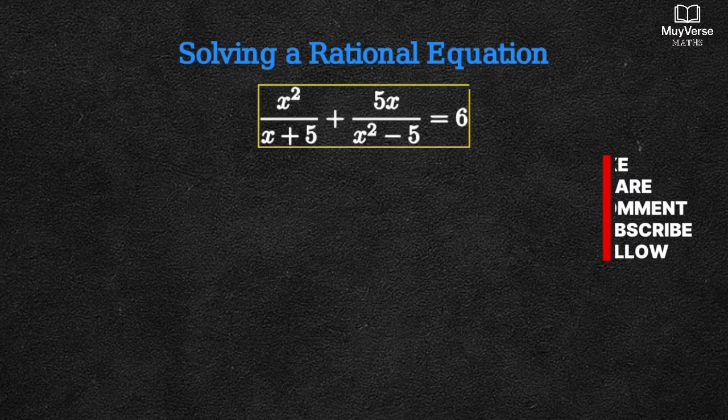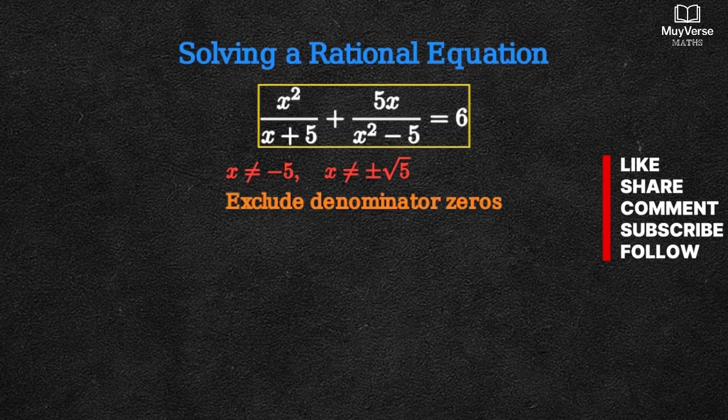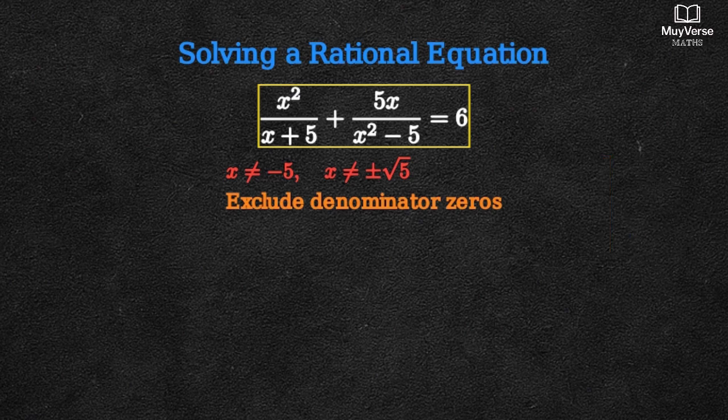We will start by noticing the denominators x plus 5 and x squared minus 5. Because they are in denominators, we must exclude values that make them 0. That means x cannot be negative 5, and x cannot be plus or minus the square root of 5.